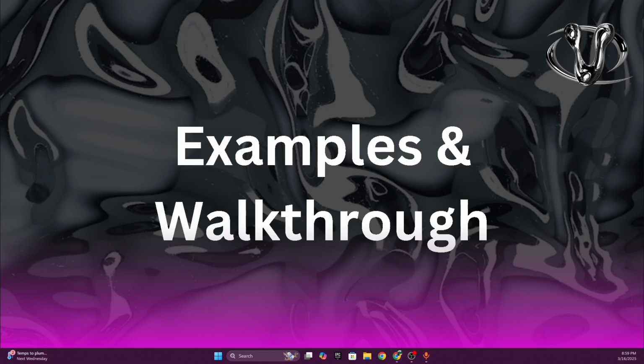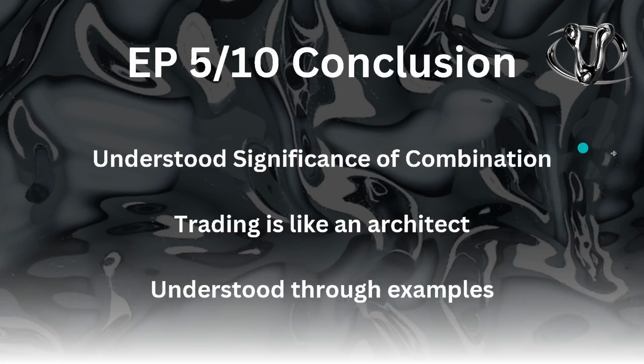That essentially concludes this episode. Today, we not only understood the significance of combining everything together, but we understood that trading is like being an architect. The more tools we have in our toolbox, the easier it is for us to build something great and to become a better trader overall. We also understood this through 3 different examples which I've shown, whether that be fair value gaps, a combination of 3, or a combination of 2.